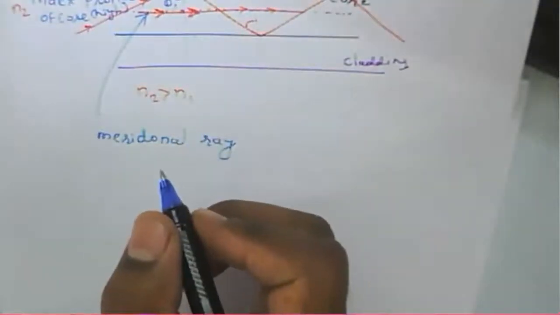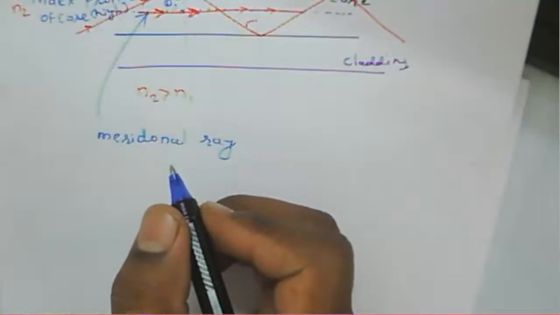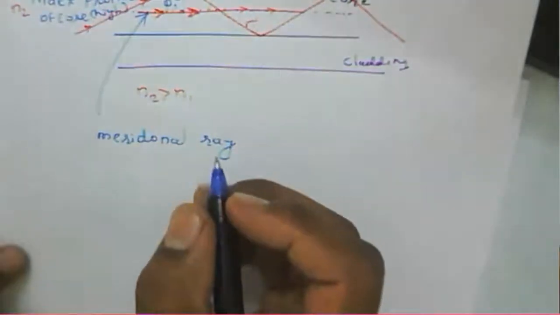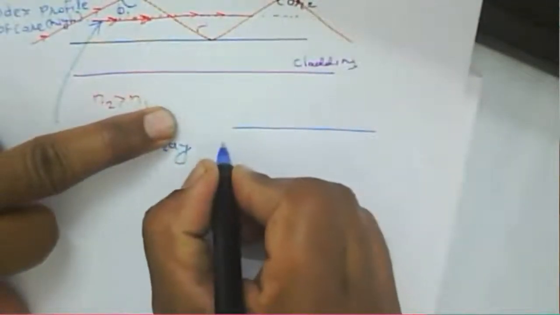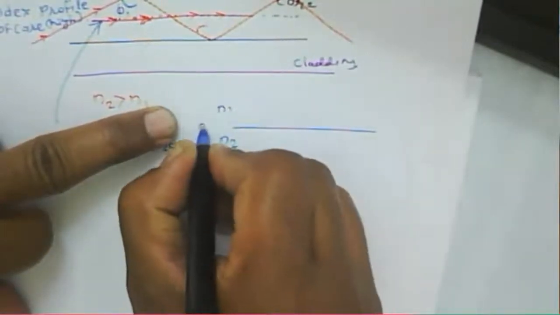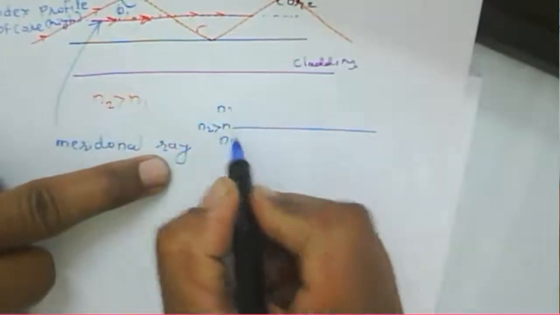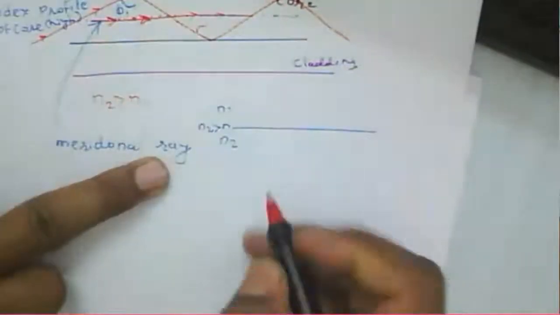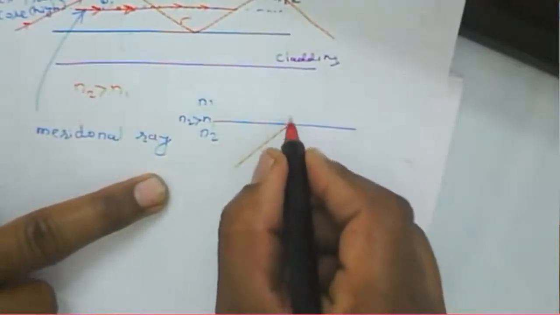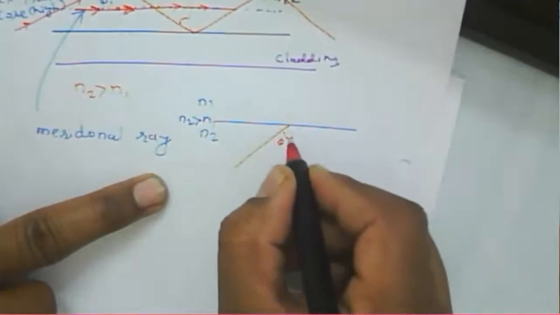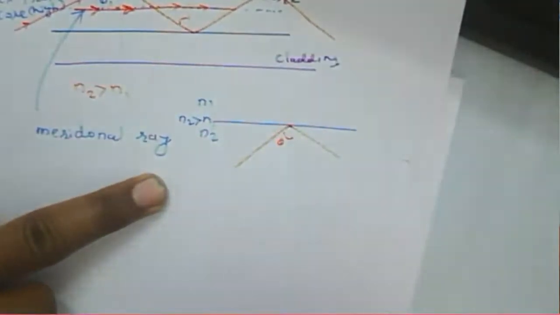Now we consider the earlier ray theory. In ray theory, we have mentioned that light is propagating across the boundary between n2 and n1. In that case, n2 is greater than n1 at this particular boundary. When the incident light makes an angle phi greater than the critical angle, it will be reflected back.